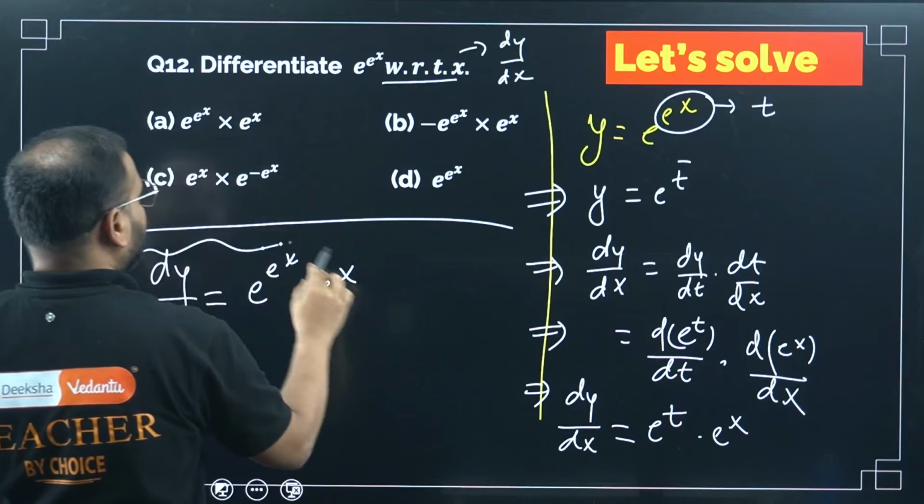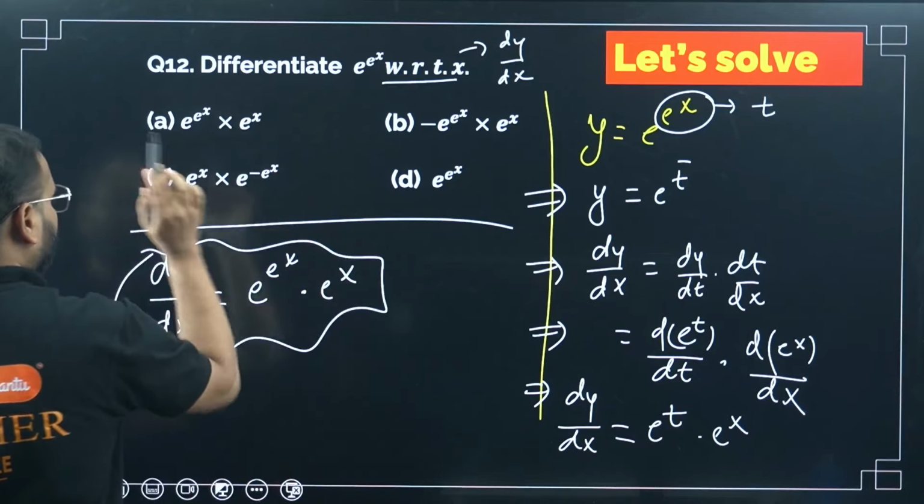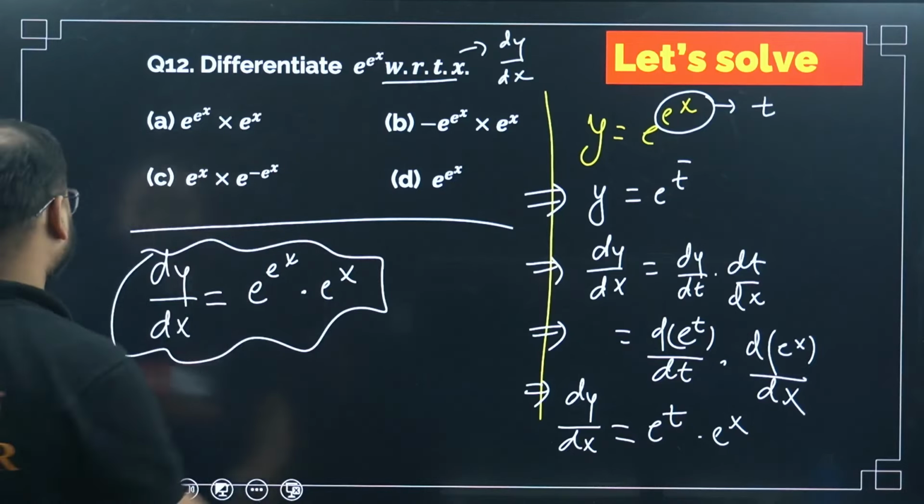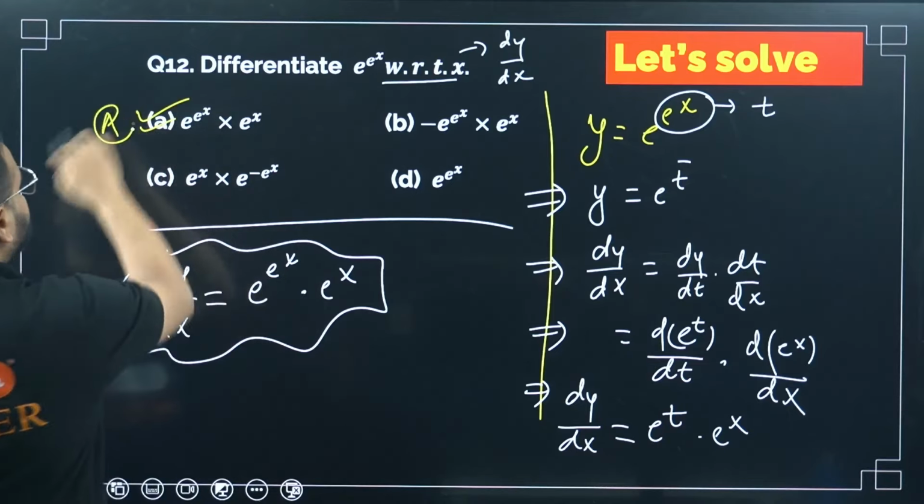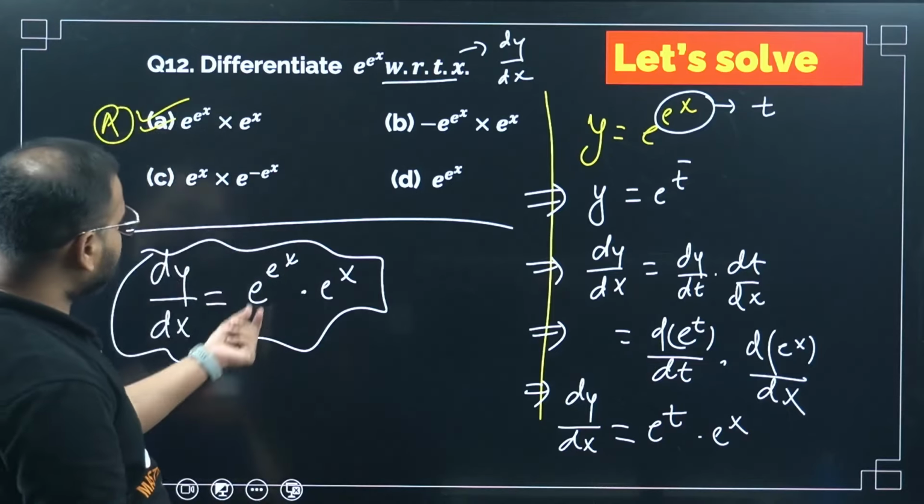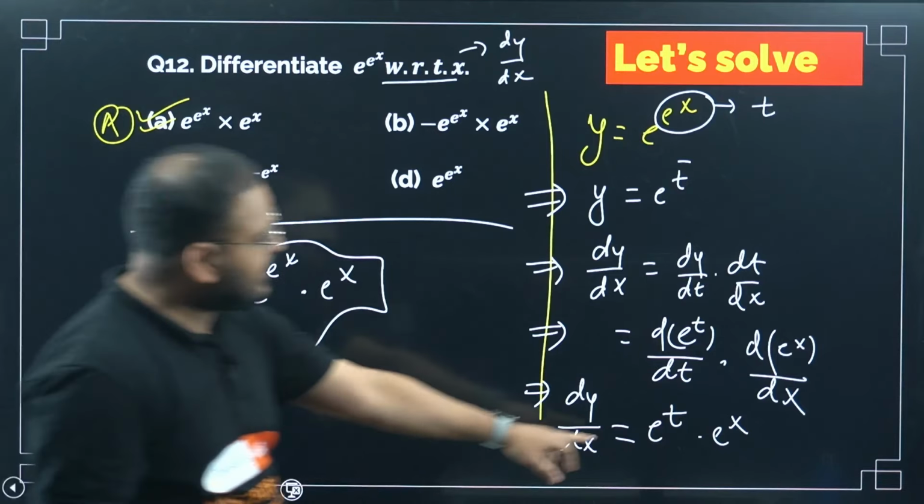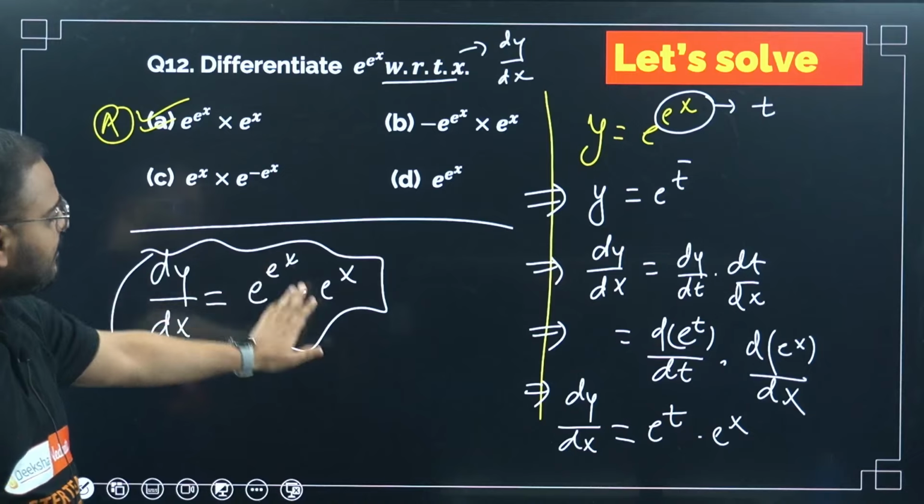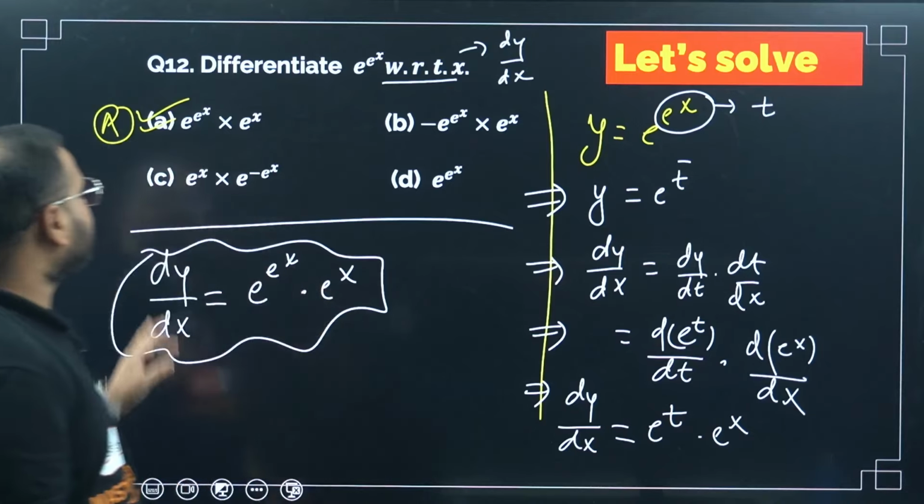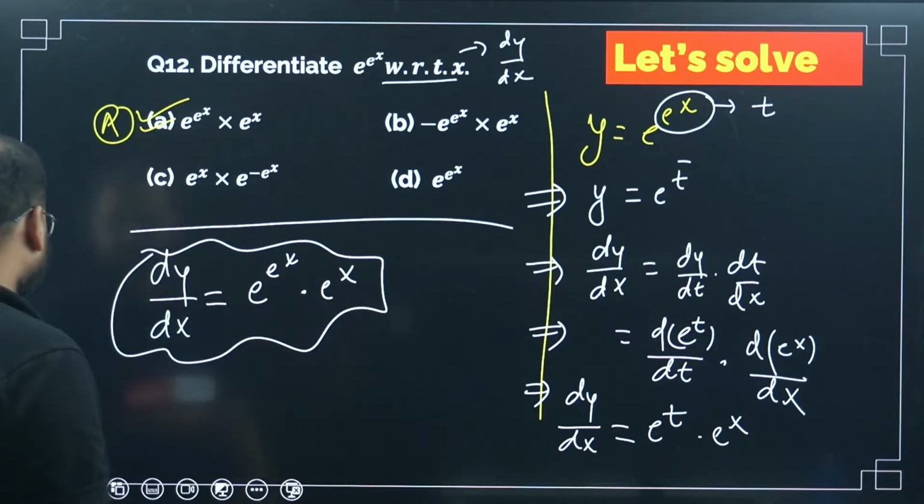How much is that? Option A. Option A. Am I right? E power x. How, sir? T is e power x. So I can substitute it back now here. E power x is multiplied with e power x. That's your answer.